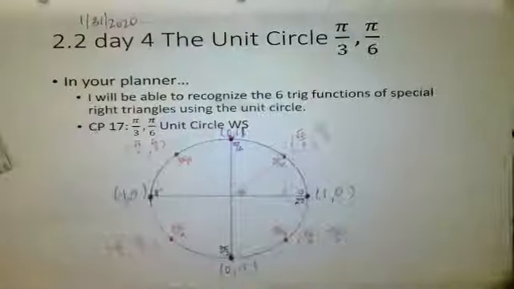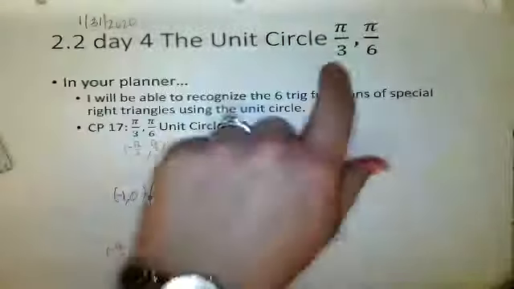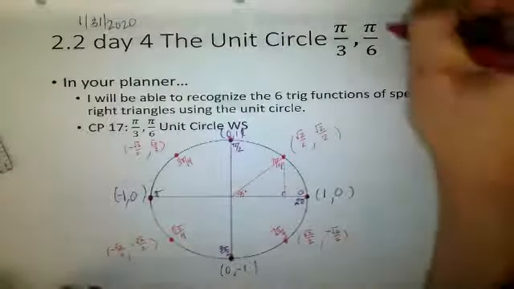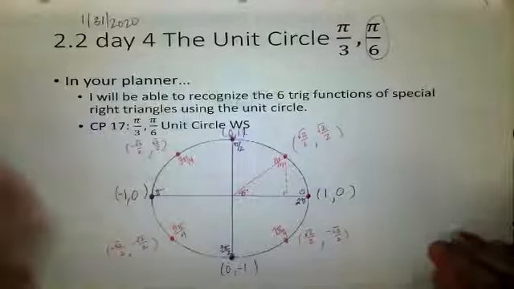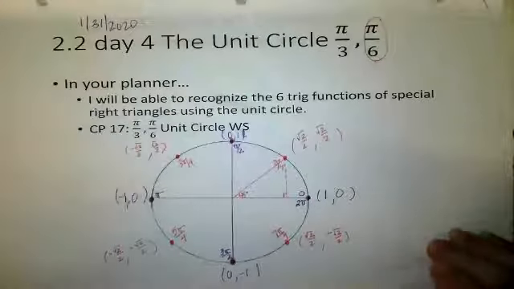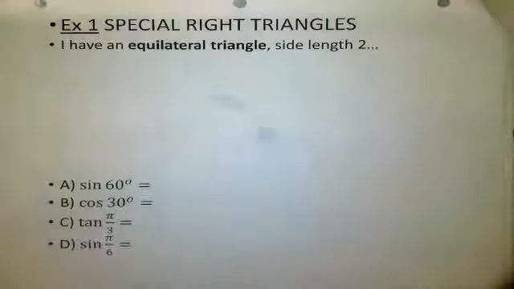And today we are doing pi over 3 and pi over 6 angles, which turns out all I really need to look at is pi over 6. So let's talk about pi over 6. All right, so again, starting with special right triangles, I'm starting with an equilateral triangle of side length 2.